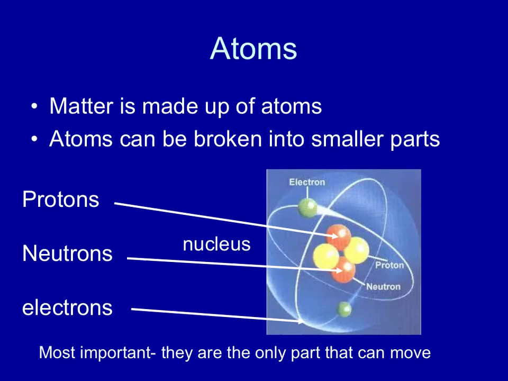Now, we know that matter is made up of atoms. You've known that for a long time, and it can be broken down into smaller parts. Well, for electricity, obviously the most important parts are electrons. They're on the outside. They're the only part that can move from atom to atom, and they're kind of important in electricity. Electrons, electricity. Shocking.